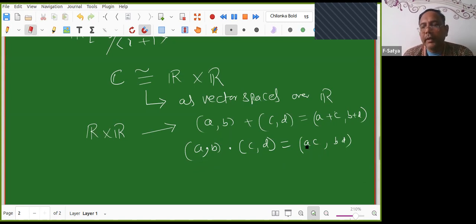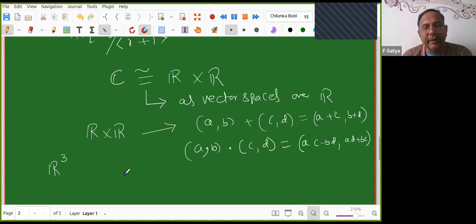Then how do you define it? Think of this (A, B) as A plus iB, and (C, D) as C plus iD, then multiply whatever you get. That is (AC minus BD, AD plus BC), right? If you define it this way, then it becomes a field. So this definition comes from the complex numbers somehow, right? This was one of the nice areas at that time. Hamilton tried to show that R cube can also become a field with respect to some multiplication that we may not be able to see. He tried, but later he proved that it is not possible.